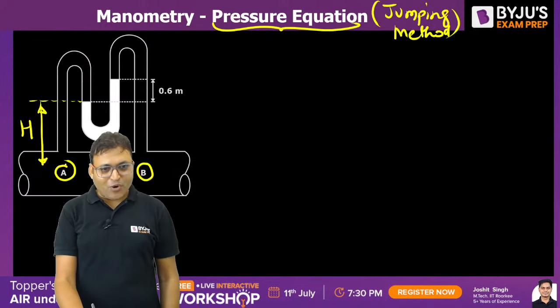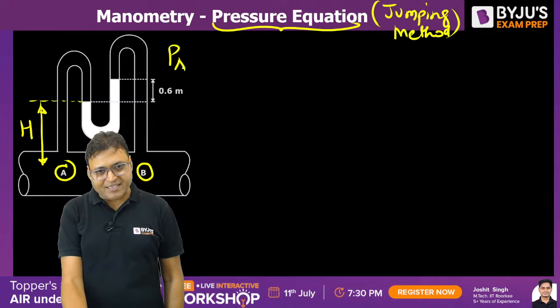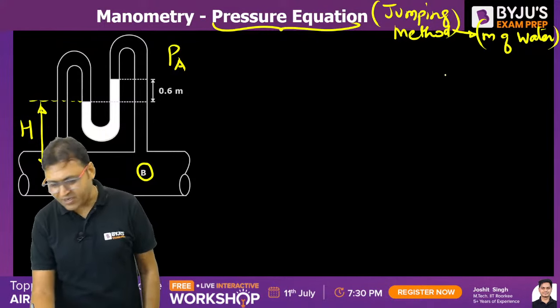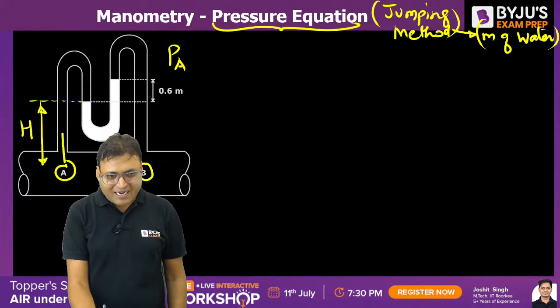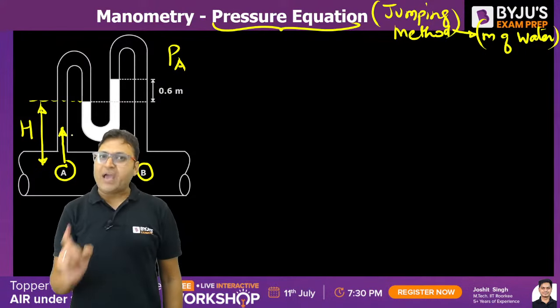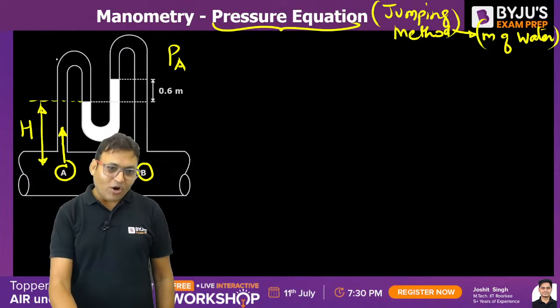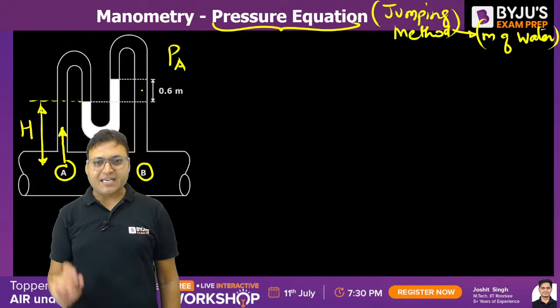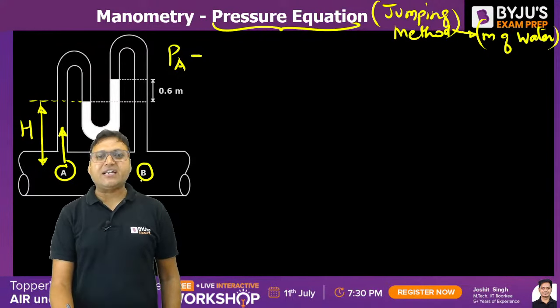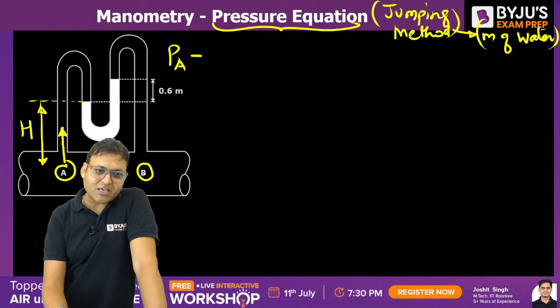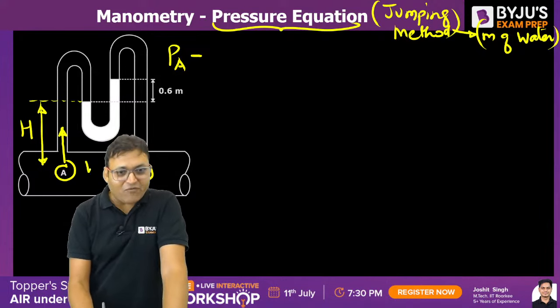So starting from point A, the pressure at A is PA in terms of meter of water. We are writing the pressure equation in meter of water. So now we are traveling in upward direction. Whenever we travel in upward direction in a static fluid, because in this manometer or in this tube the fluid is static, pressure decreases with height according to hydrostatic law. So the pressure will be less than PA. And we are traveling in water.